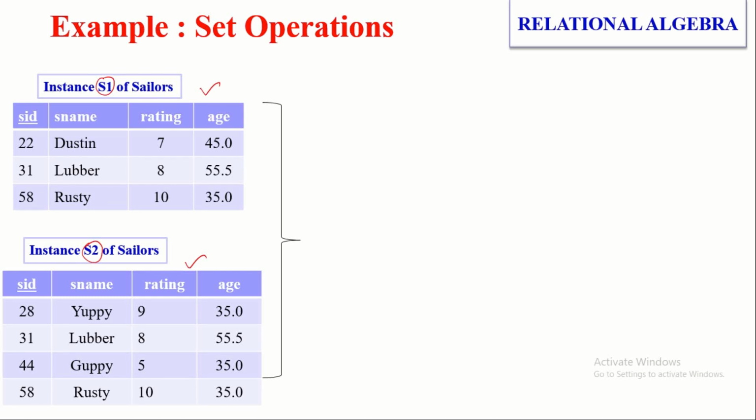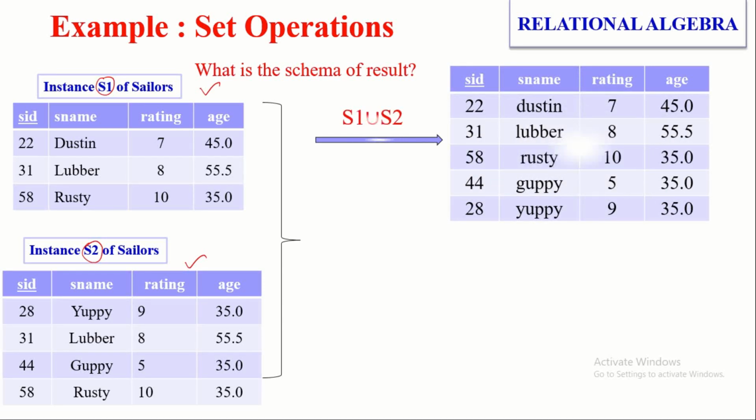And you can notice both the tables are taking the same number of columns and their domains are also the same. Okay, and when the union operator is applied, you can notice the union operator takes tuples which are present in either one of the tables or in both the tables.